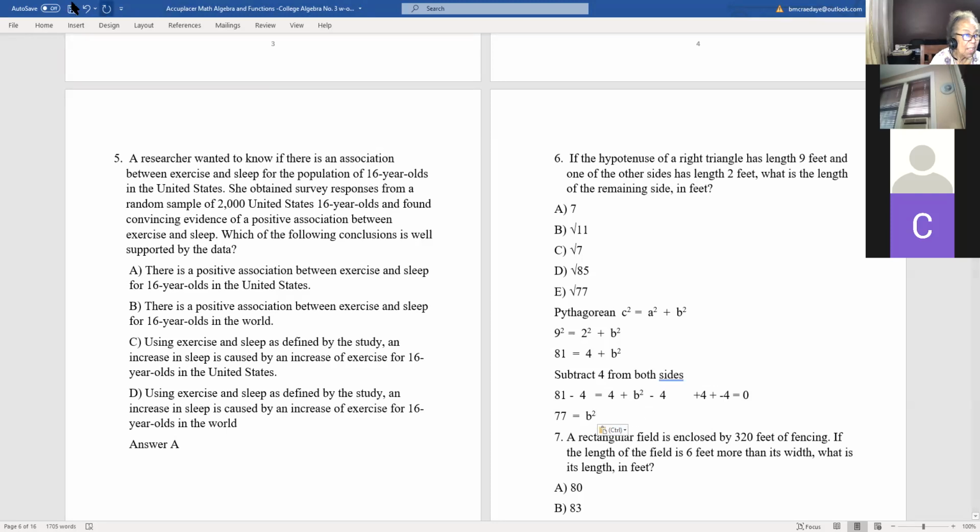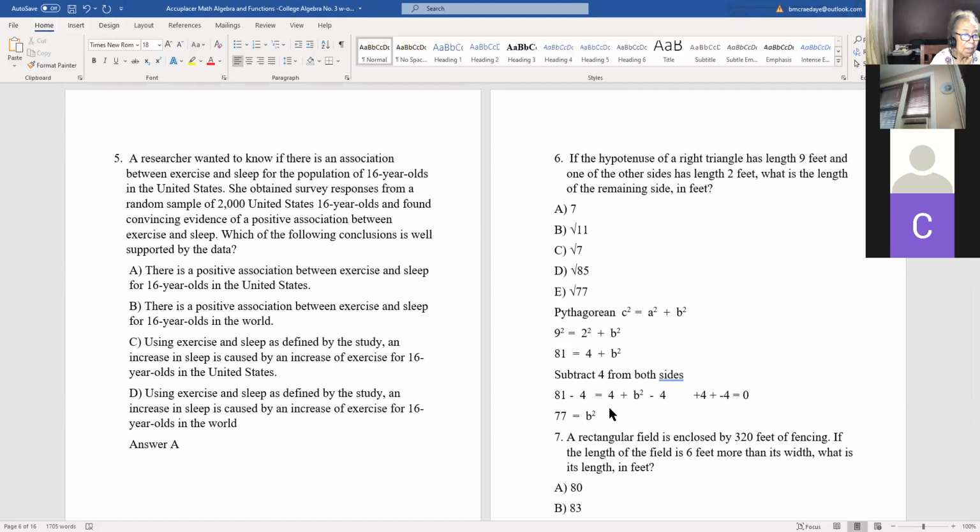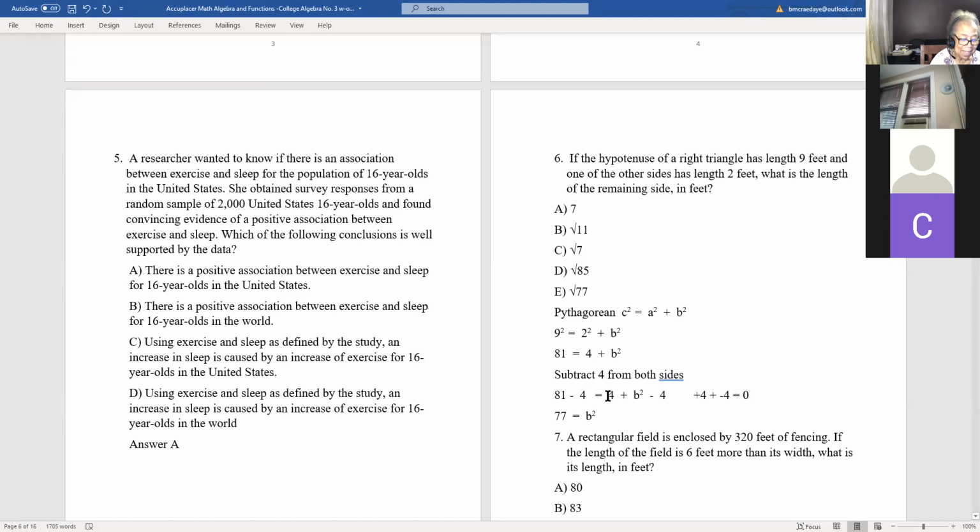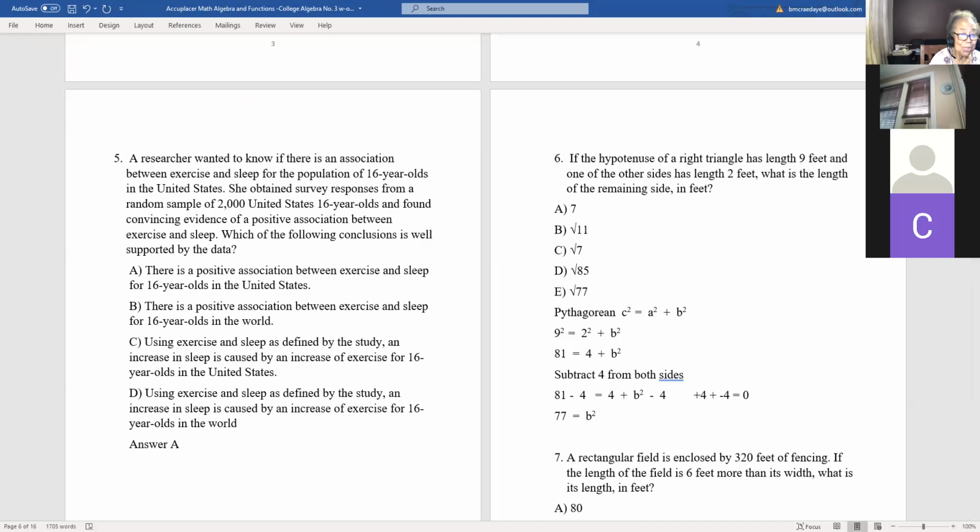So the answer is B, the square root of 77. It's E, right? The answer is E. That's right. Let me break it down, because it's the B squared. What you do is take the square root of both sides, right?